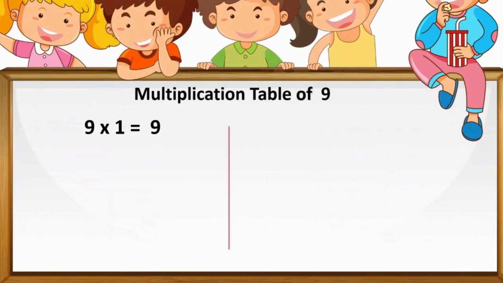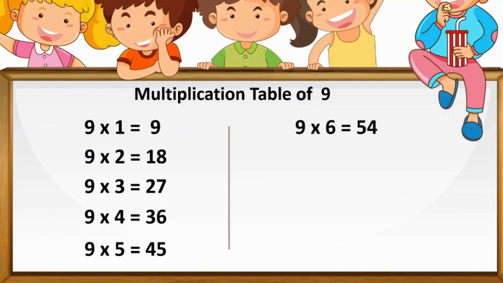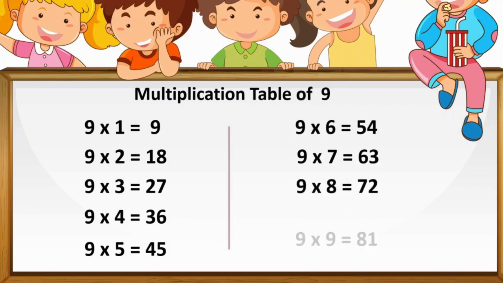Multiplication table of 9. 9 ones are 9. 9 twos are 18. 9 threes are 27. 9 fours are 36. 9 fives are 45. 9 sixes are 54. 9 sevens are 63. 9 eights are 72. 9 nines are 81. 9 tens are 90.